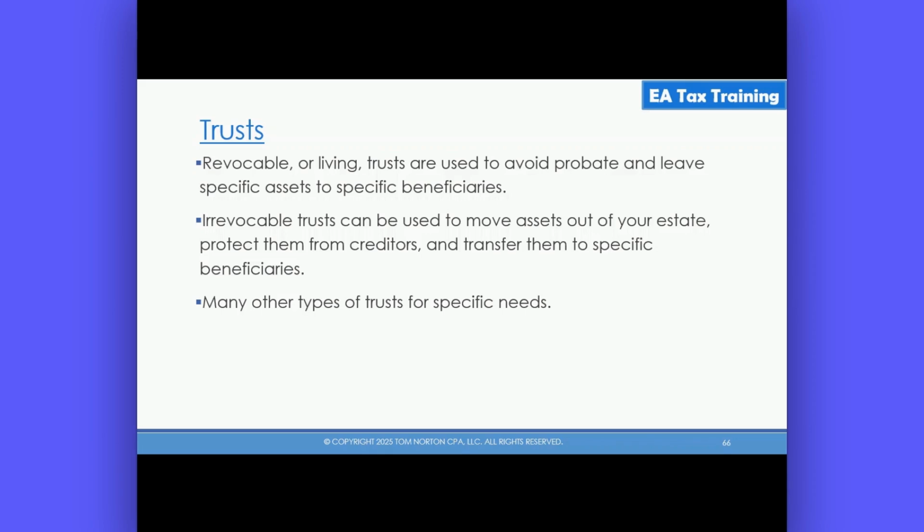So when you're talking about that exemption, the $13,610,000, any amounts in an irrevocable trust are not included in your estate. So that is really the big benefit that wealthy people will use these for. It also protects them from creditors because now the trust owns the asset rather than the individual. And of course, just like any other trust, it allows you to leave assets to whomever you want to leave them to.